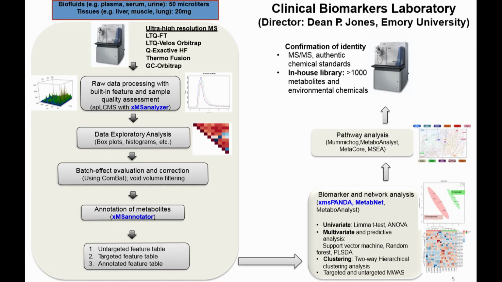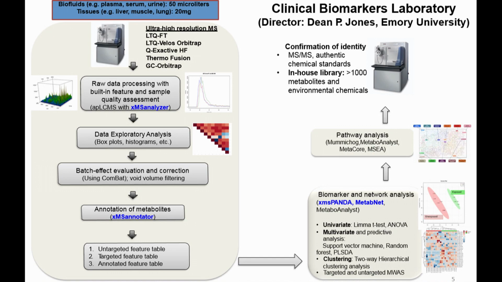So this is an overview of the general workflow. The first point, what's the minimum sample requirement? So for biofluids, plasma, serum, urine, we typically ask for at least 50 microliters. For tissues, we ask for at least 20 milligrams. And then once we get the samples, we have standard operating procedures for sample preparation and extraction. We have 5 different high-resolution mass spectrometers in the lab.